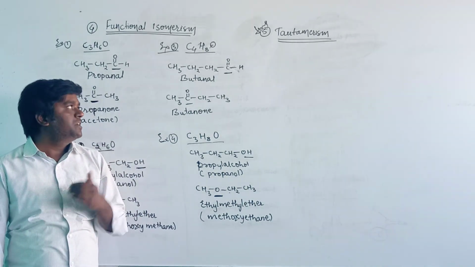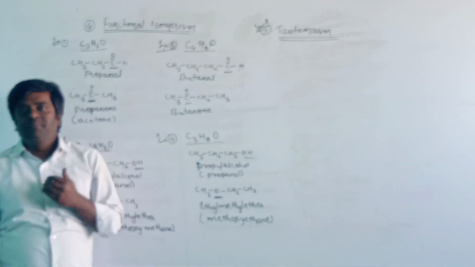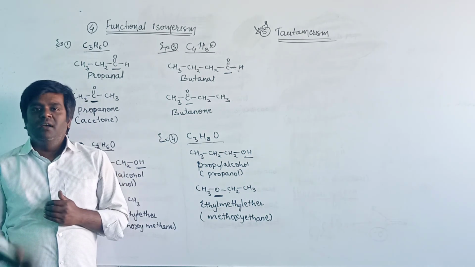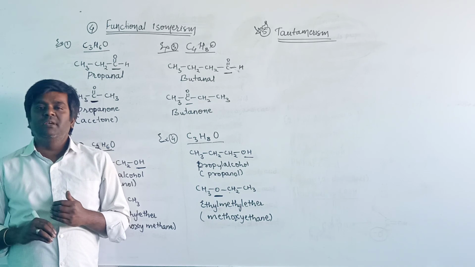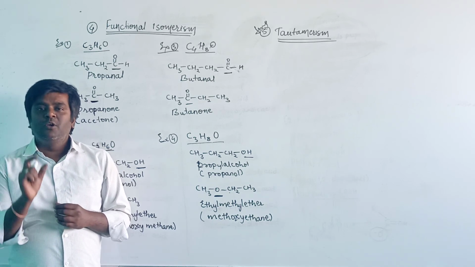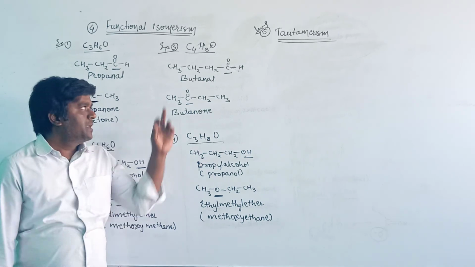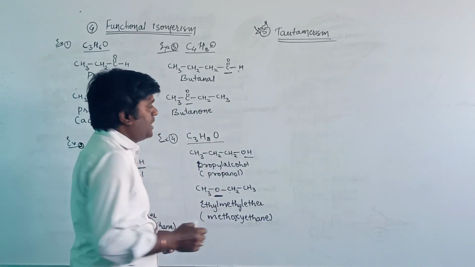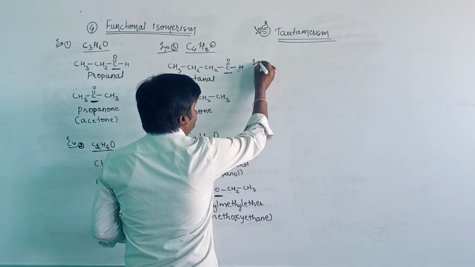Okay, once again I will repeat here. Tautomerism means these are a special type of functional isomers in which a dynamic equilibrium exists simultaneously between the two functional groups, known as tautomers, and that process is known as tautomerism. Okay. Then let us see the example here.